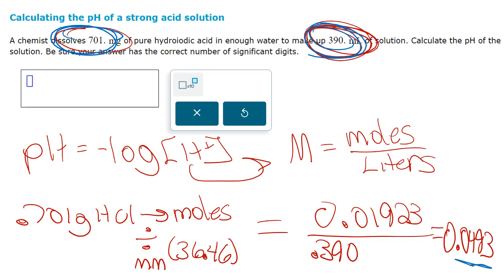and we're going to have 3 sig figs in the answer. And therefore, we're going to have 3 decimal places when we take the negative log of this. So the negative log of 0.0493 is 1.307. So that is the pH of that solution.